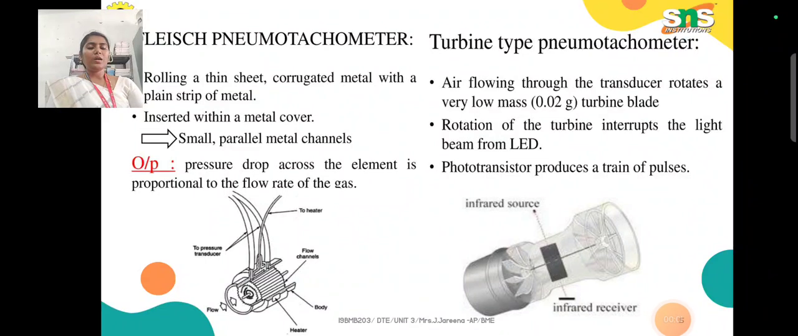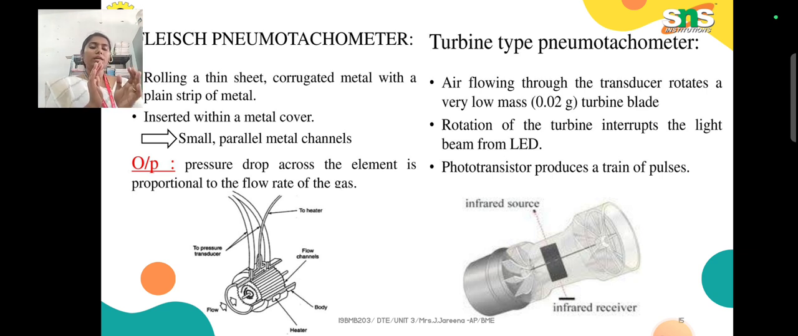Now we will continue from the last class, where we were discussing the pneumotachometer. We covered two of the four sub-classifications. The next type of pneumotachometer is the Fleisch type pneumotachometer. This is almost the same as the differential manometer.